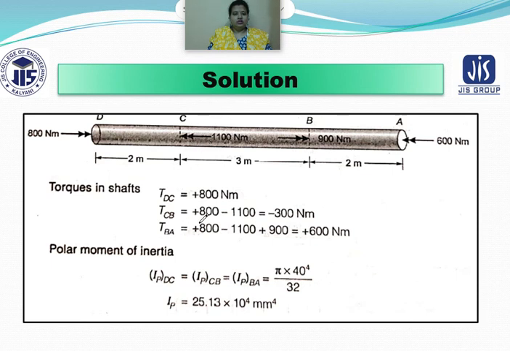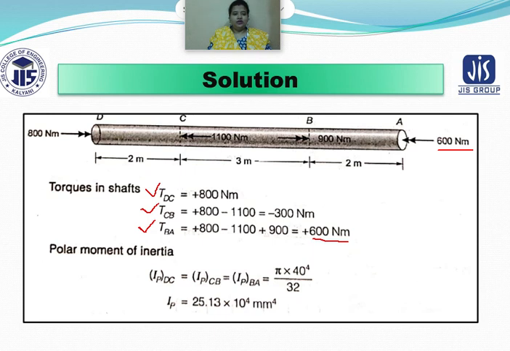Now come to the torque for BA. For BA, you see from this left hand side coming to the right hand side, you have got 800 positive minus 1100, again you have got 900 positive. So ultimately you got 600 positive. You can see here also 600 has been given. That means your braking thing has been done correctly, perfectly. So from this particular equation you have calculated torque for DC, torque for CB and torque for BA.